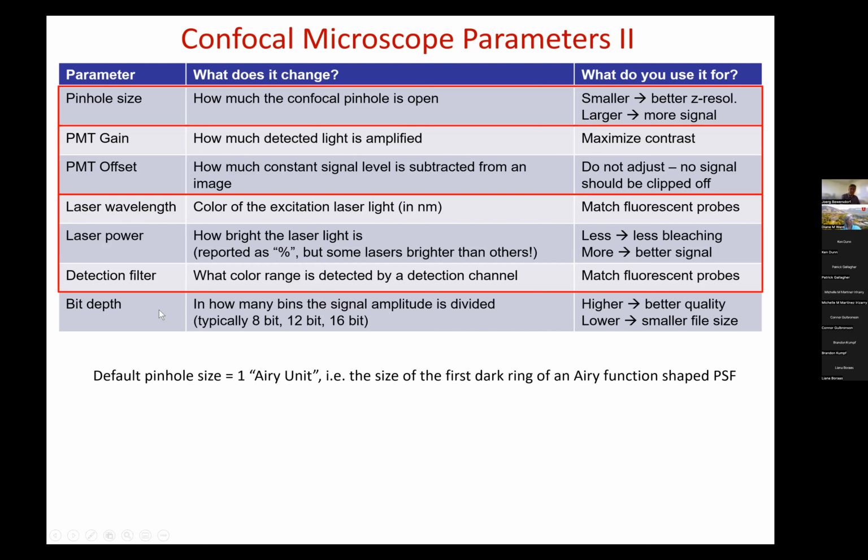And then you can choose the bit depth, and that tells you in how many bins the signal amplitude is divided. By eye, you can only see about 8-bit. That's 256 grayscale levels. But if you want to do a very high quality quantitative analysis of amplitudes, and you have a very large dynamic range of signals, let's say very bright objects in the sample, but also very dim ones, and you want to analyze both of them, you probably want to go to 12-bit or 16-bit image quality.